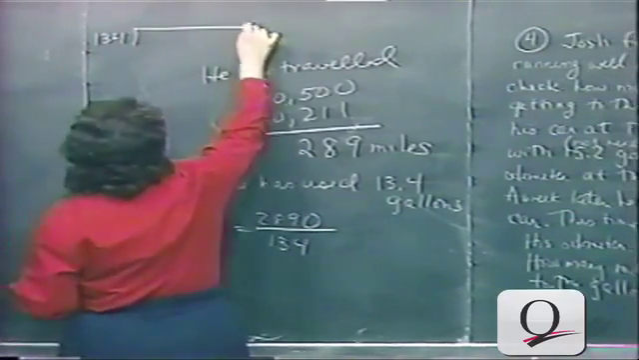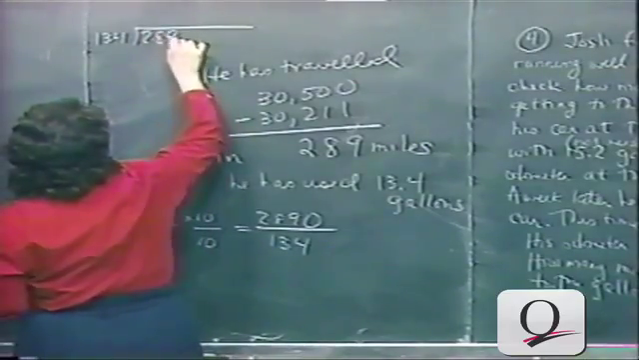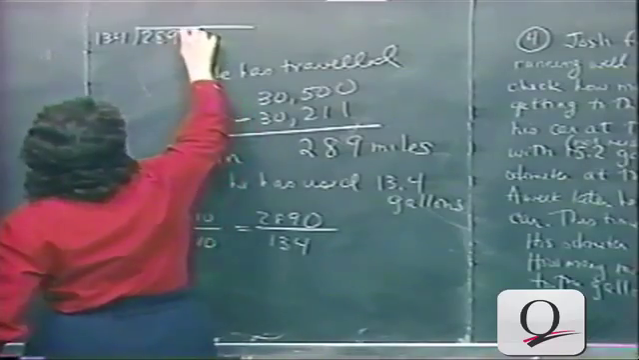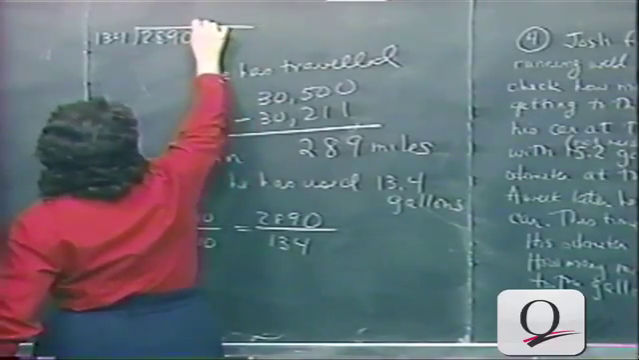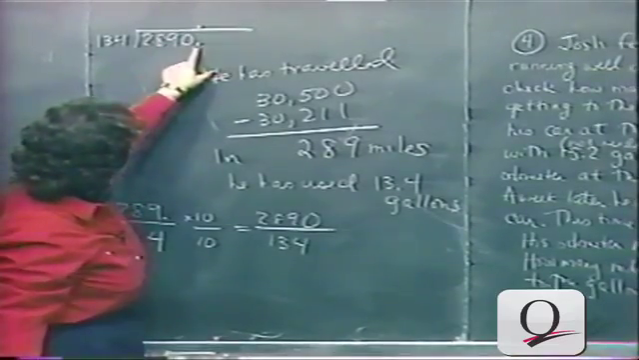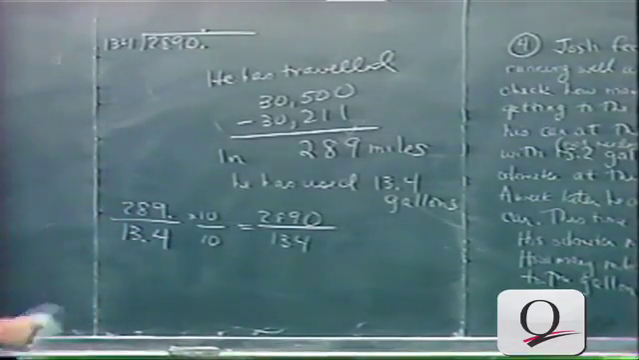134 into 289. Excuse me, 2890. Put the decimal point over in the answer, right over it here in the dividend.